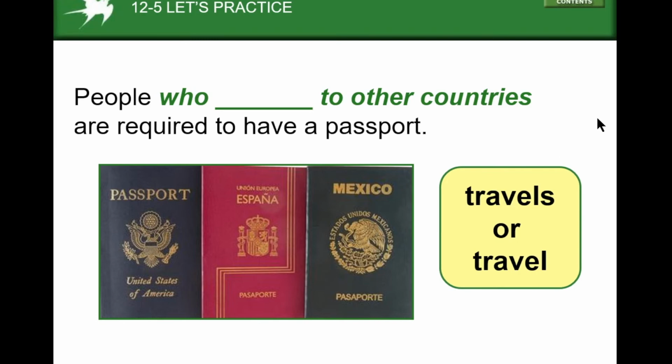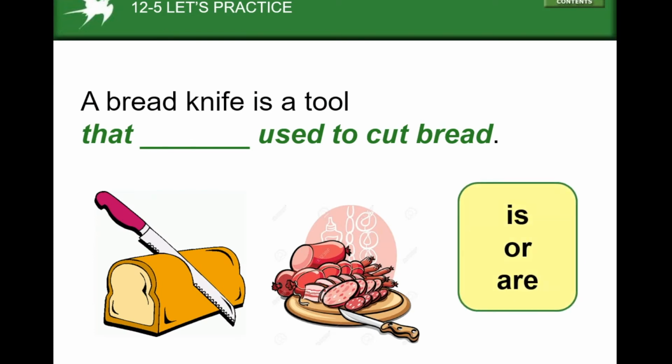Fabulous! The answer is people who travel to other countries are required to have a passport. Well done you! Let's try more. In this case, the verb in the adjective clause is singular. Is. Why? Because that refers to a tool.